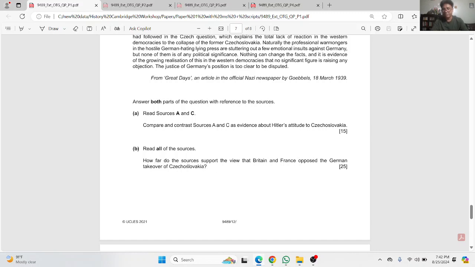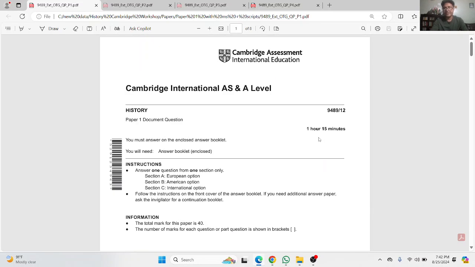For example, how far do the sources support the view that Britain and France opposed the German takeover of Czechoslovakia? So this is the question, and you have to highlight to what extent these sources support this view, and to what extent they don't, and in the end you have to make an evaluation. So total marks are 15. So this is all about paper 1.